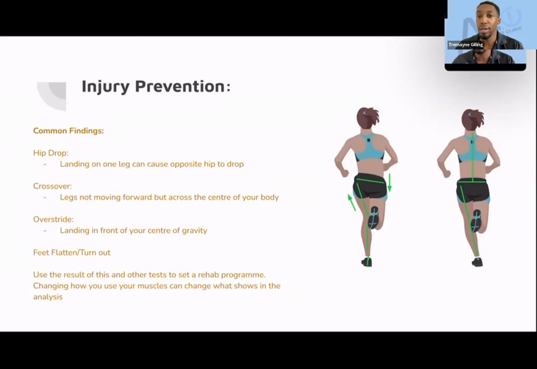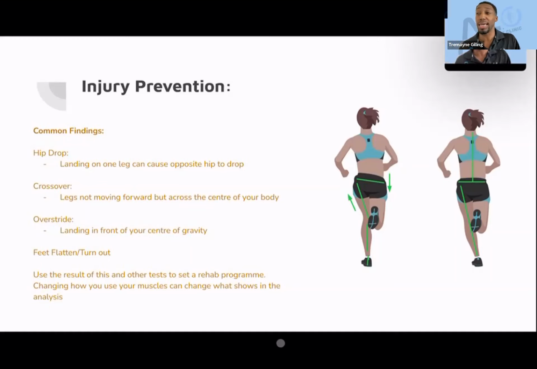And then overstriding, I have an example for you as well, where you're landing in front of your center of gravity. You might be trying to gain extra stride length, but instead of using your hip extensor to move forward, you're extending your legs out in front and maybe landing on your heel, and that then acts as a braking force. So instead of landing on your center of gravity and rolling forward, you end up braking and causing more issues to your body.